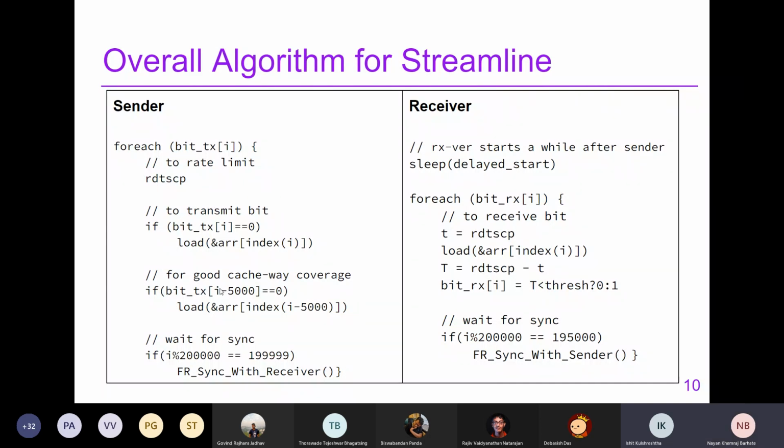We check 5000 bits back. If it's a 0, we load it again to fool the cache replacement policy. And after sending 200k bits, we synchronize with the receiver. Similarly, for the receiver, we hold the receiver for some time because we want the sender to be in front of the receiver. And then we iterate over all the receiving bits. We measure its latency, do thresholding, and after receiving 195k bits, we wait for the synchronization.